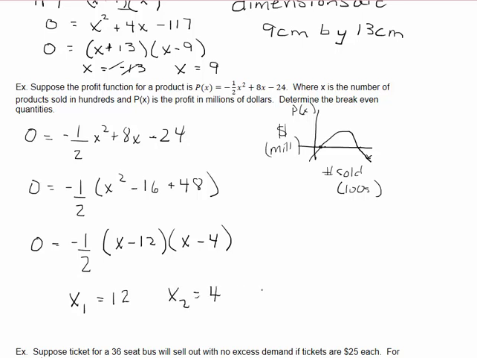So I have to remember that my x is the number sold in hundreds. So what I really have here, when I do my therefore statement, that's why it's important to reread the question before you do it. The number sold is 1,200 or 400. Both of those amounts will have a break-even profit of $0.